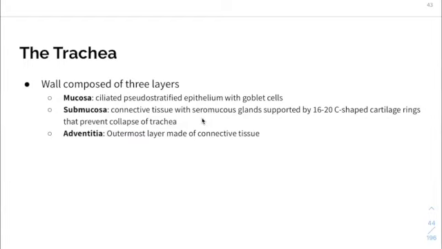The next layer is connective tissue. We have seromucous glands in our submucosa, and that's where we also have our cartilage rings. So I said it kind of helps support that trachea. It helps prevent it from collapsing. We don't want our trachea to collapse because then we can't breathe. Then that outermost layer, we have an adventitia. That makes the outermost layer and it's connective tissue.